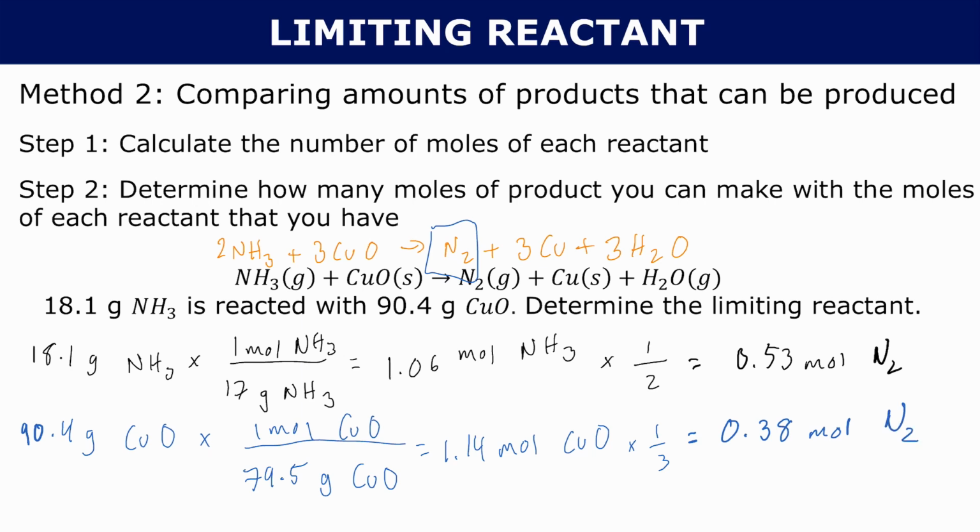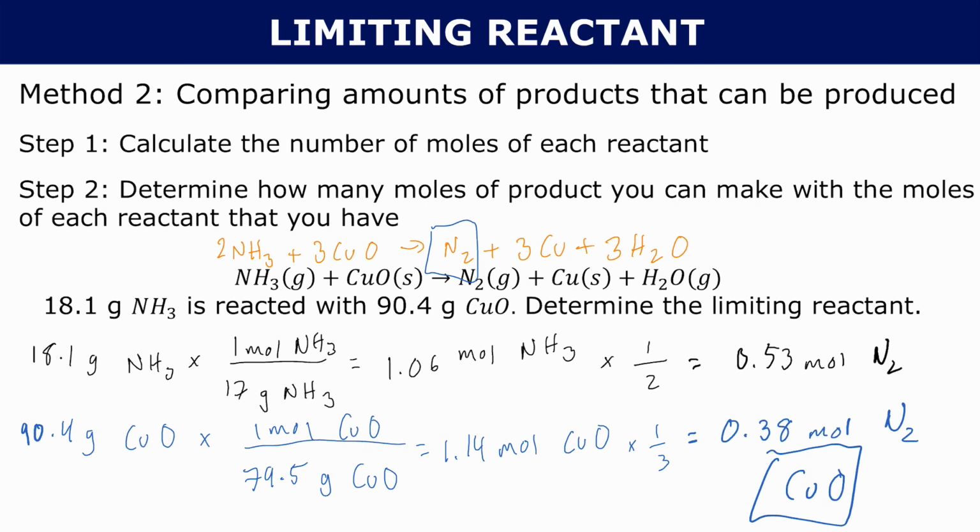And so what you notice here is that the copper oxide is producing less nitrogen gas than the ammonia. And that's telling you that copper oxide is the limiting reactant. So with both methods, we got the same answer. And that shows you it doesn't matter which method you pick, you're going to get the right answer. It's kind of just preference.